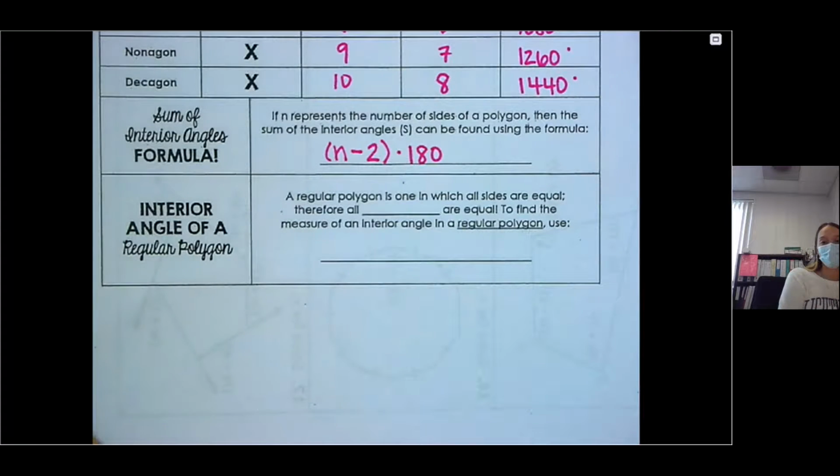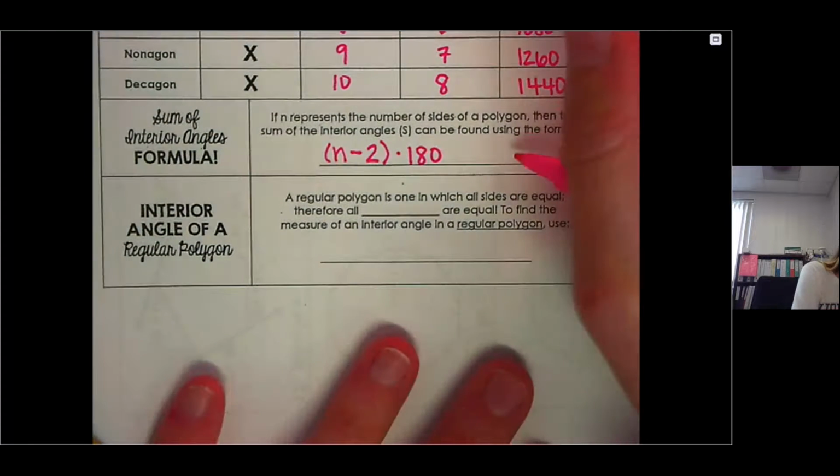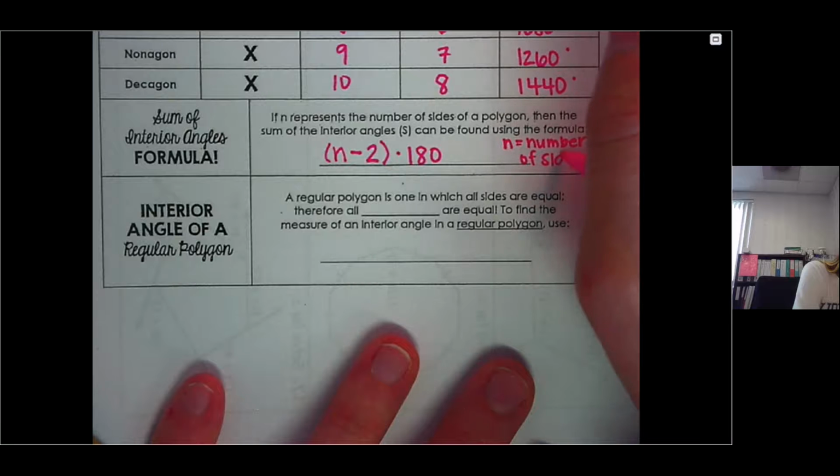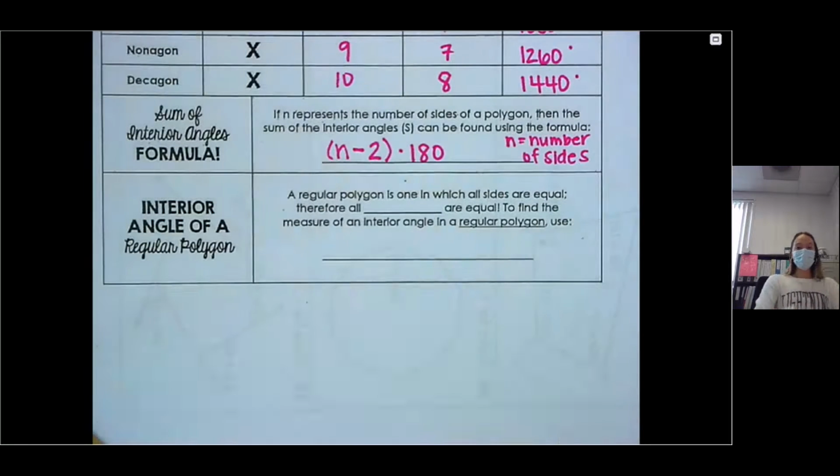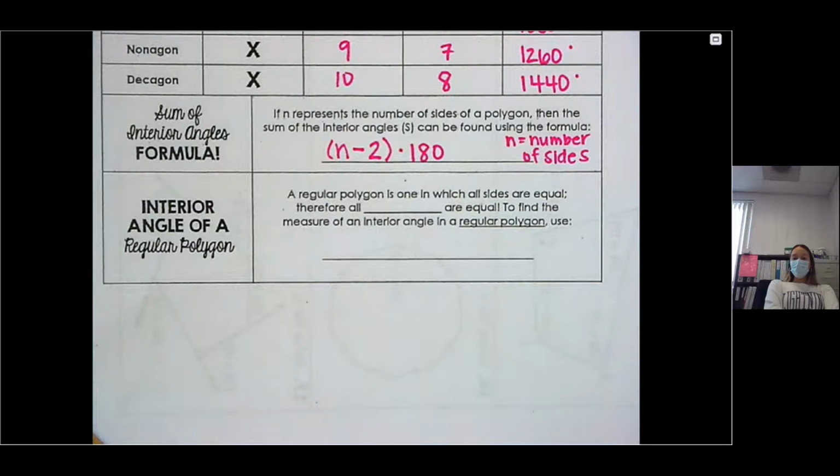There's your equation. So n is the number of sides, so that you remember. So we take the number of sides of your polygon, subtract 2, multiply times 180. That will give you the sum of all of the interior angles. All of them.